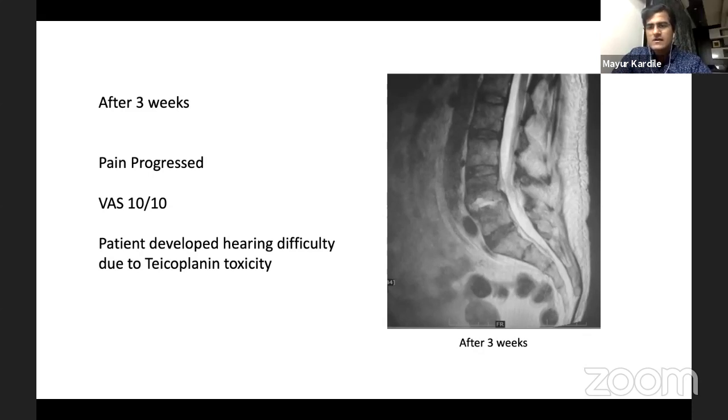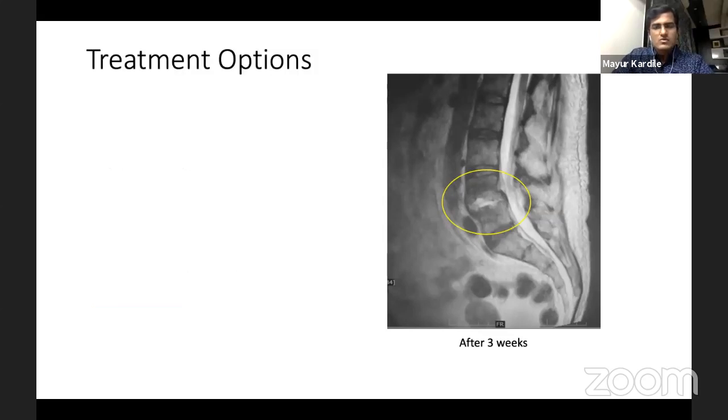In literature, this is very rare. All I could trace was 6 cases till now of lytic listhesis accompanied with spondylodiscitis. The actual incidence may be higher, I don't doubt that. So what could be the treatment options at this point of time?